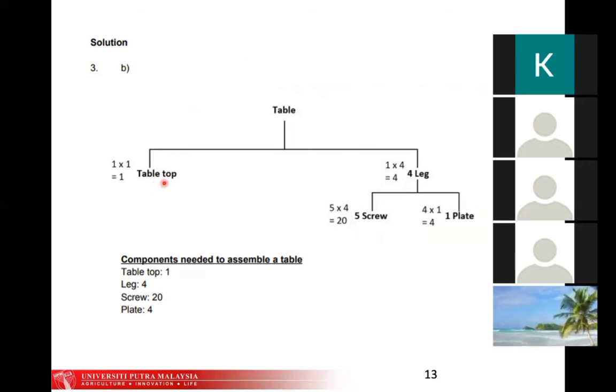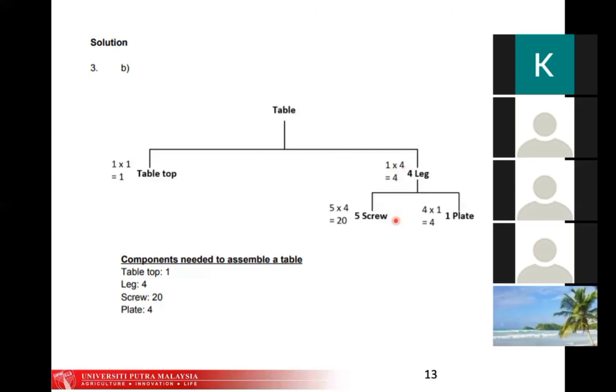So the formula is 1 times 1 equals 1. And on the right side are the legs. For the legs, we have two components, which are the screws and the plate. There are 4 legs as shown in the diagram in the previous slide. So for one table we have 4 legs, so 1 times 4 equals 4.